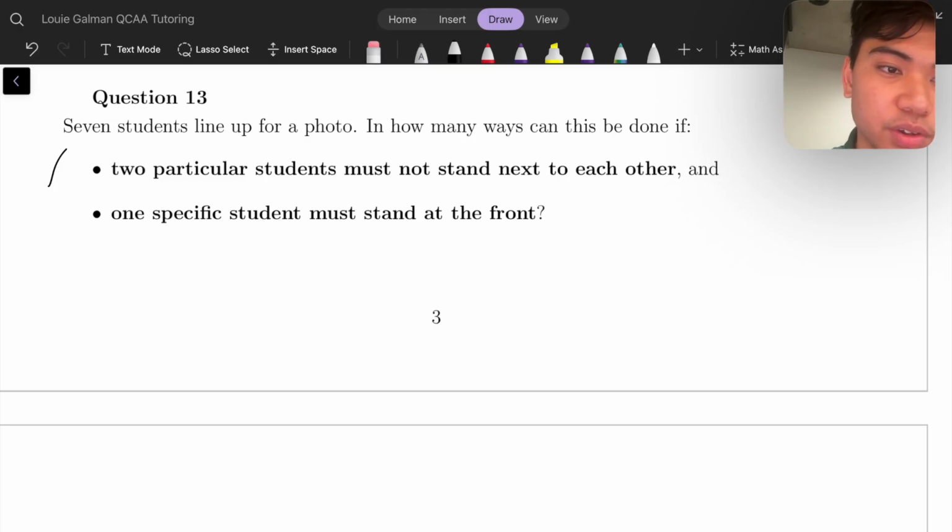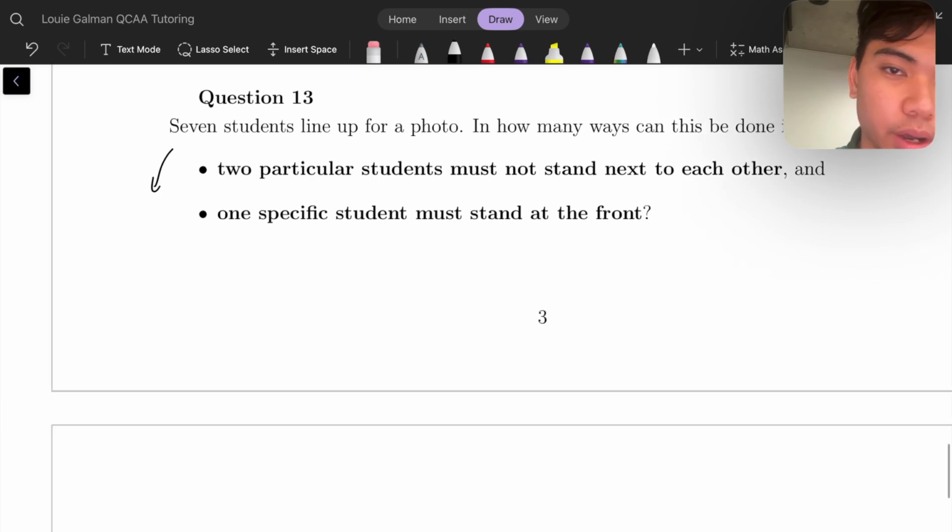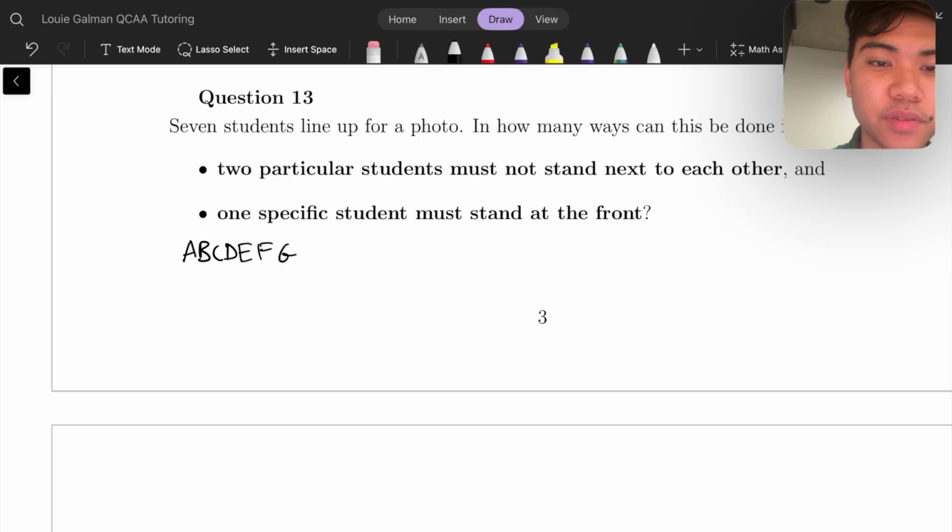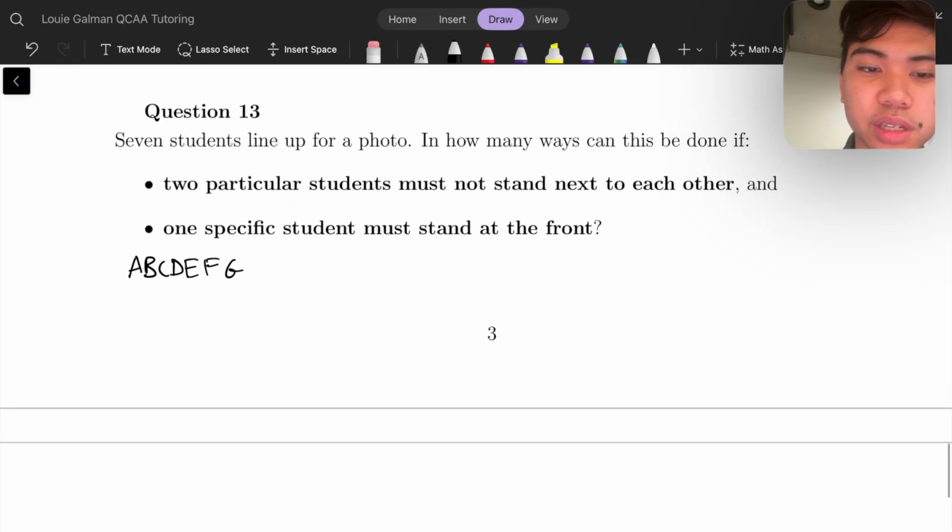Let's say that our 7 students are A, B, C, D, E, F, and G. That's 7 students. Let's say that A has to be at the front. Okay, so we can't do much with that. We're only rearranging the others now. But let's say that B and C have to be next to each other.